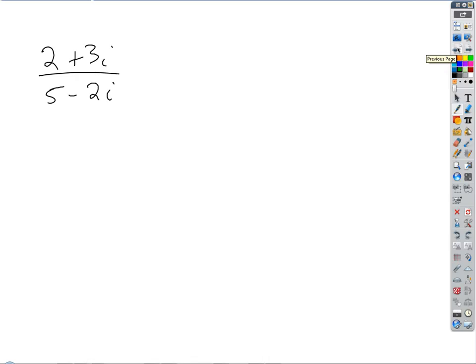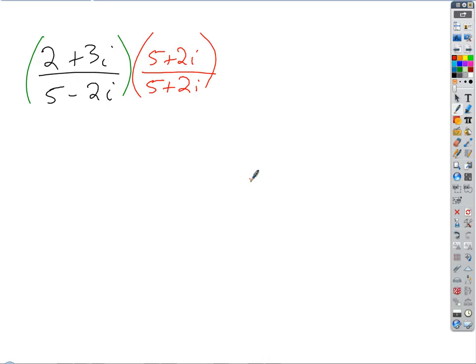So now let's put this back in context. What are we going to do if we have to get the i's out of the bottom? Yeah, we're going to multiply the bottom by the complex conjugate, but we have to do the same thing to the top, right? So we're going to multiply by 5 plus 2i, whoops, 5 plus 2i divided by 5 plus 2i, right?